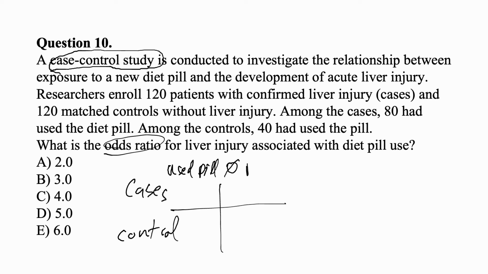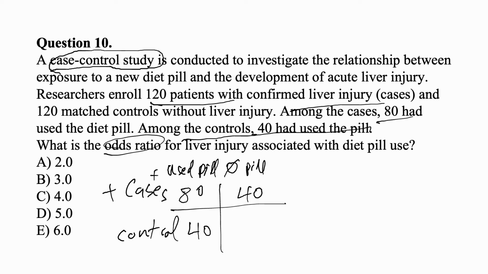So starting off with the top left quadrant, we have our confirmed cases that did use a diet pill. So we see that of the 120 patients that had confirmed liver injury, 80 used the pill. So that means there's 80 here, and 120 minus 80 is 40. So 40 of the patients who were confirmed cases did not use the pill. And then on the other side, among the controls, 40 of those patients had used the pill that did not get liver injury, and 80 did not use the pill.